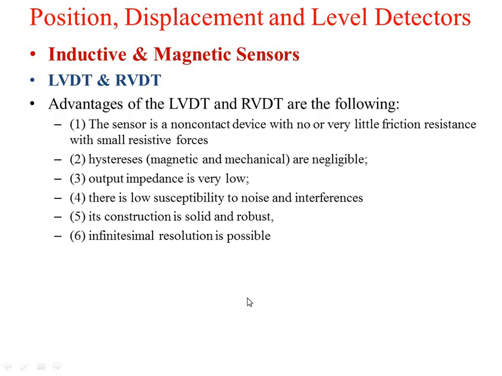So what are the advantages of LVDT and RVDT? The first advantage is that the sensor is a non-contact type of device. So there is very little friction, hence the resistive losses will not be there. Second, hysteresis is negligible. Magnetic hysteresis as well as mechanical hysteresis are negligible. The output impedance is also comparatively low.